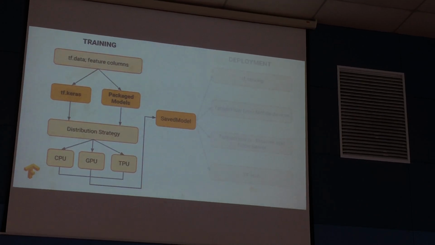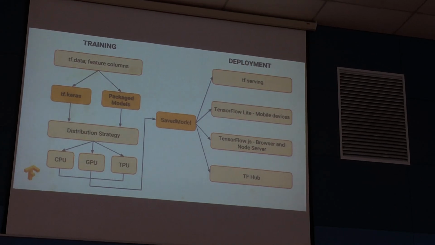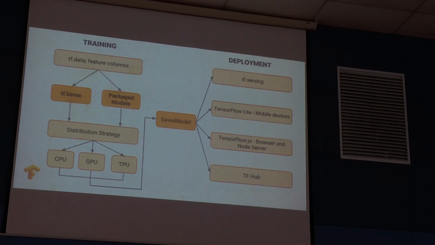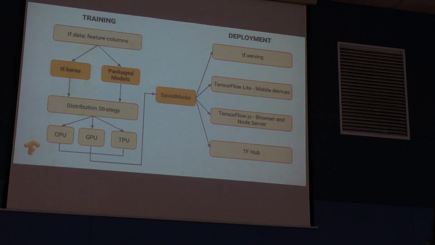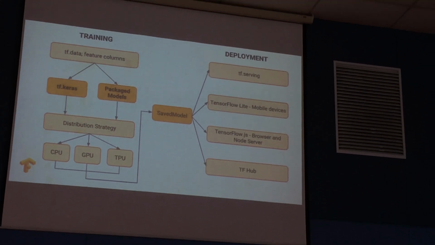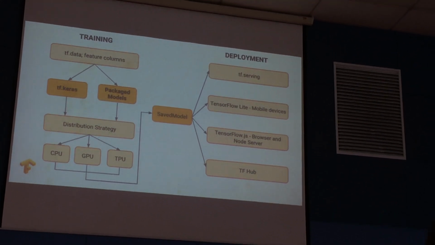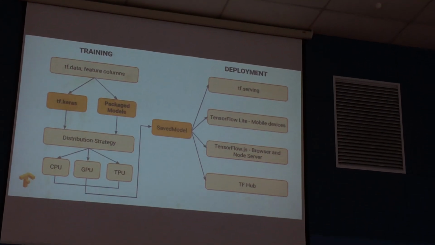So once you have the saved model, you can now move into the deployment. This is where inferencing happens. You can use TF Serving if you're just deploying it as an API; TF Serving is a much better approach. You can use TensorFlow Lite if you will be deploying on mobile devices. You can also use TensorFlow.js. There will be a talk after me about TensorFlow.js.